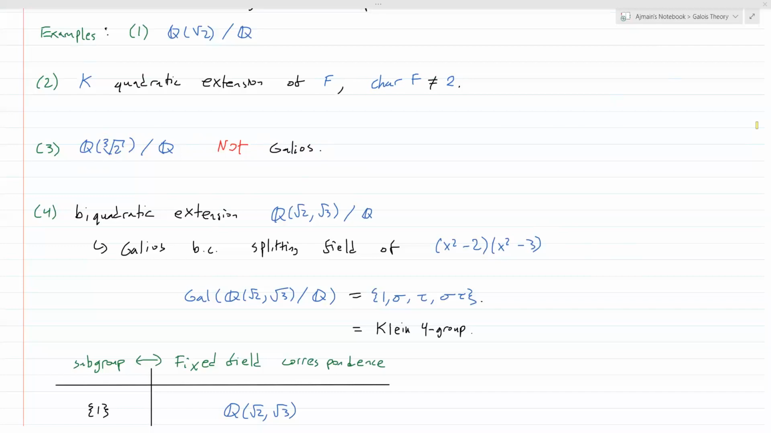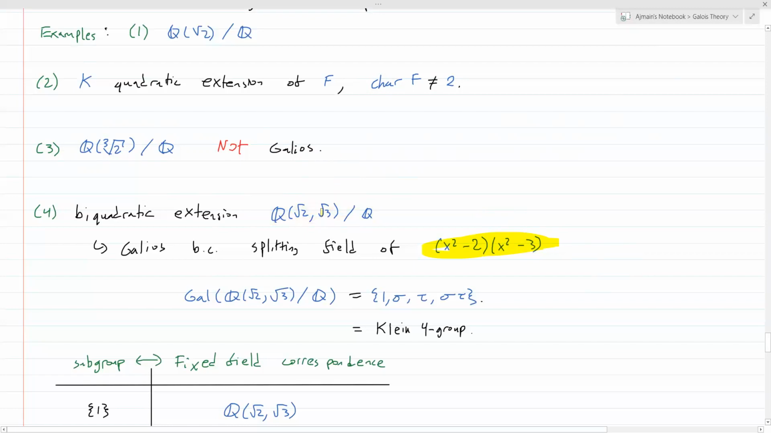Let's look at this example. This is a good example. I'm claiming that this is a Galois extension: Q adjoin square root of 2 adjoin square root of 3. Why? Because this is the splitting field of this polynomial. You have all of the roots of this polynomial. Square root of 2 and square root of 3, minus square root of 2 and minus square root of 3 are all roots of this polynomial. And this is a degree 4 extension, which is the degree of this polynomial.